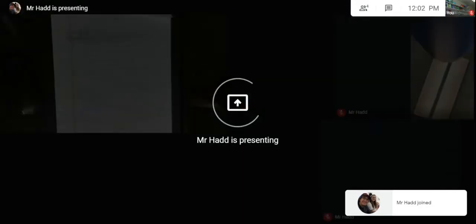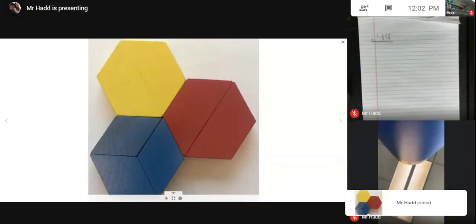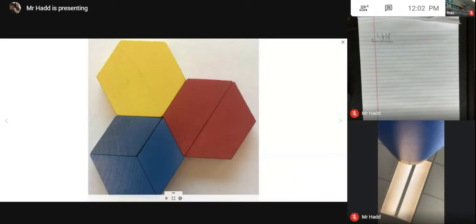After that is done, Mr. Had will share the fraction talk with you. So an image will pop up on your screen. If you are a fifth grader, it won't be a fraction talk until the end of the year. It will be a number talk, so problems you can do in your head. For fifth grade, we'll discuss in class.